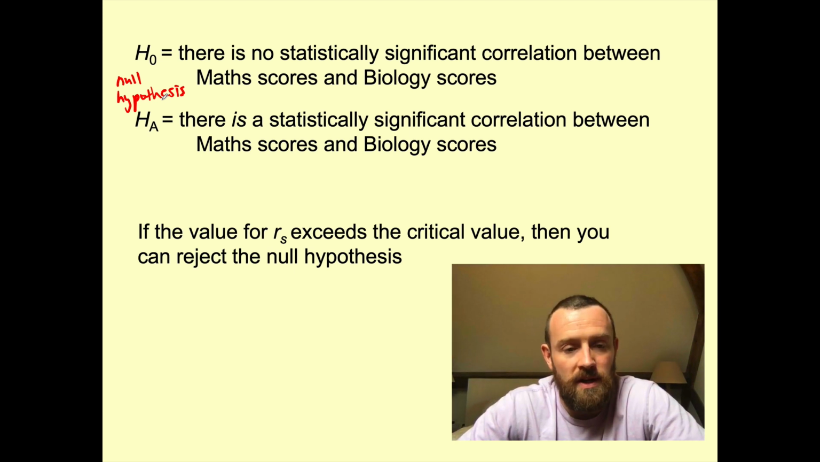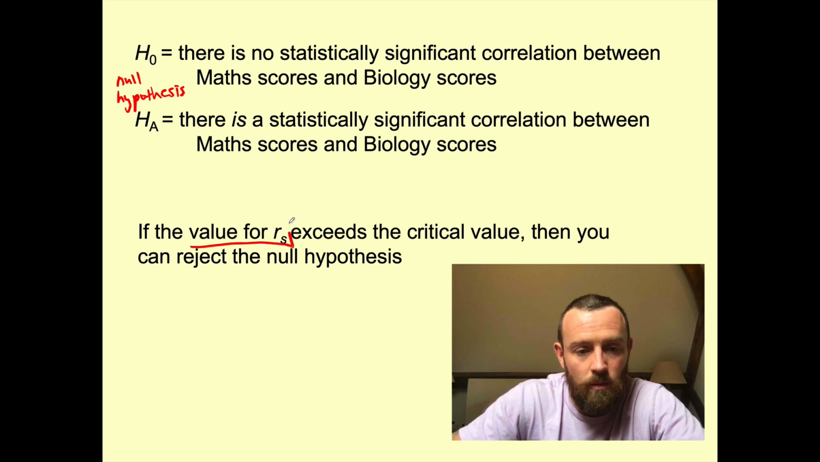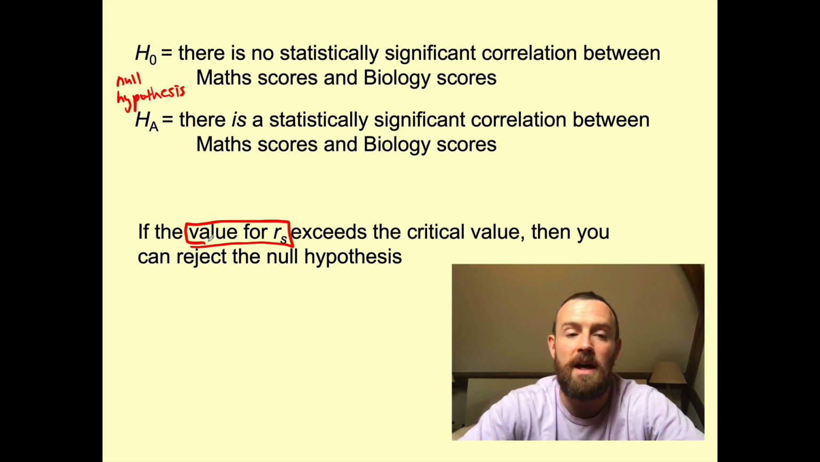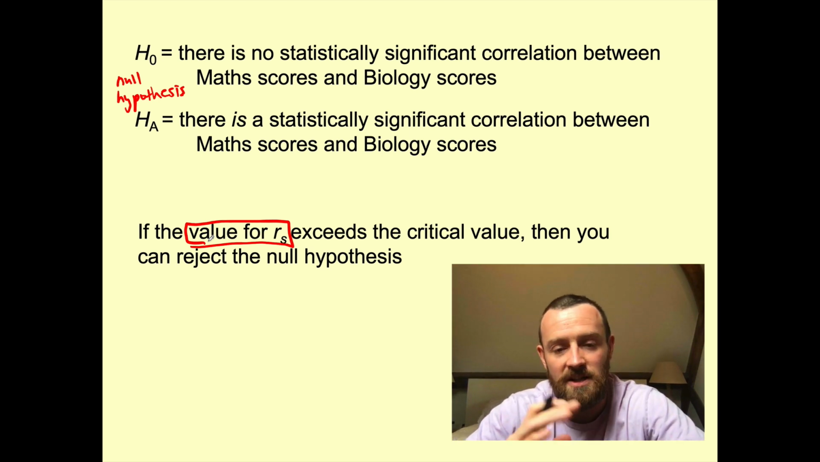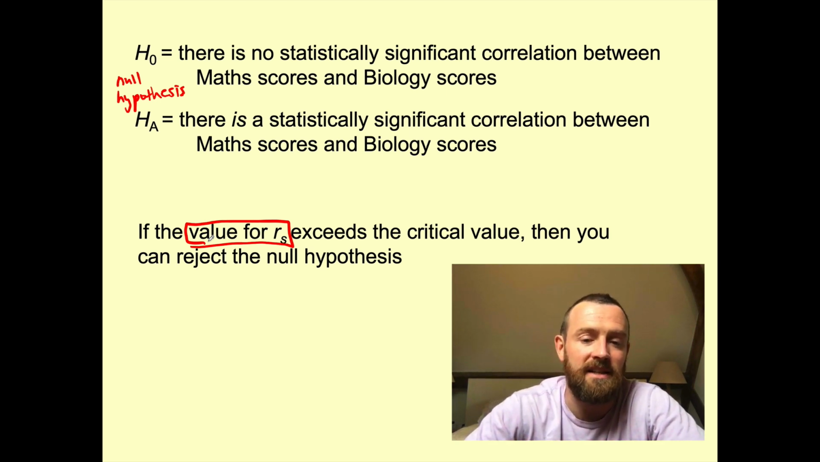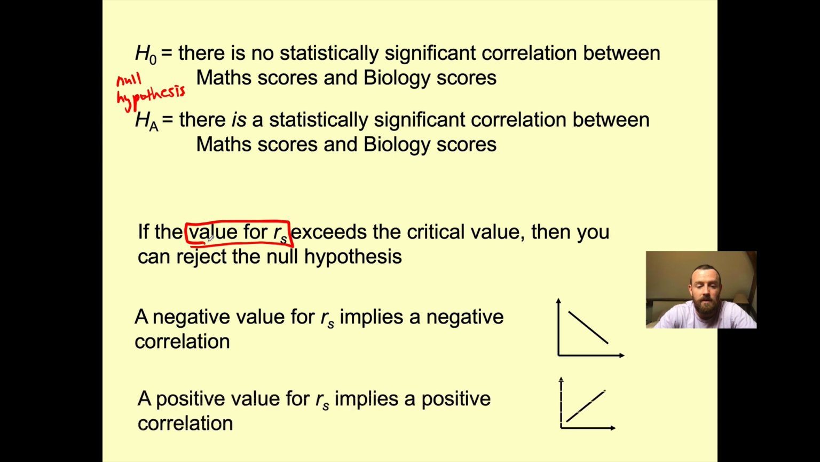So when we do this, we're going to calculate a value for Rs, and again, we're going to then compare it to a critical value. And if R is bigger than that critical value, that means there is, well, not certainly, but there is enough of a link that it is significant. And if we have a negative value for R, then it's a negative correlation. If we have a positive value for R, then it is a positive correlation.